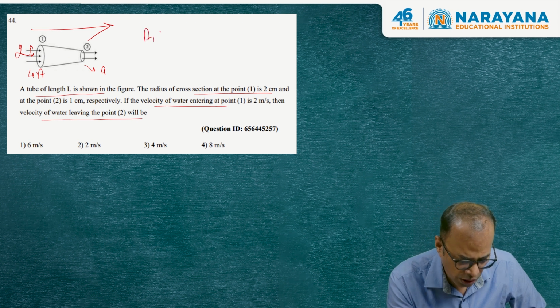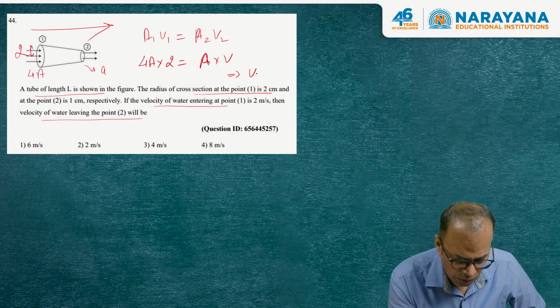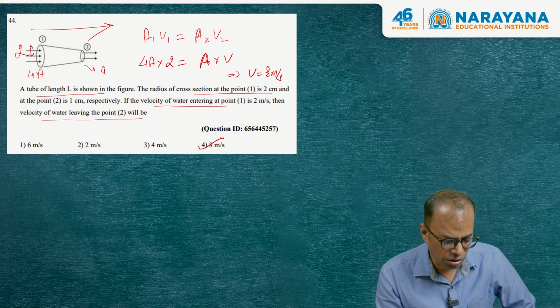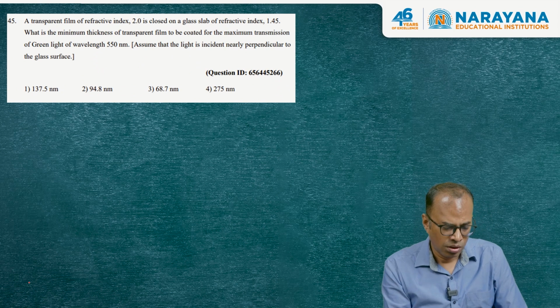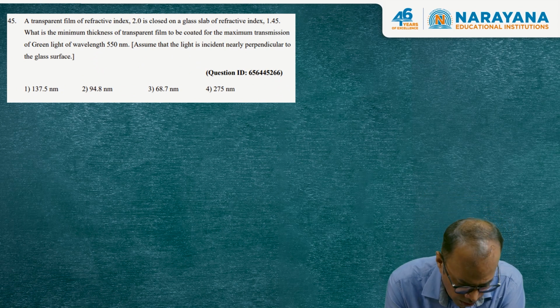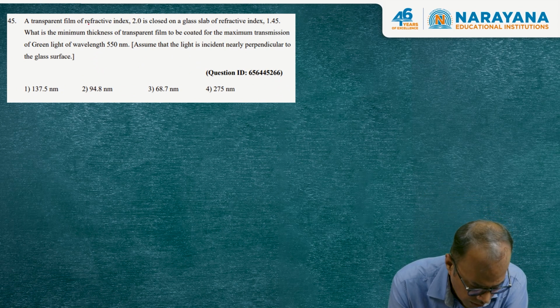So we just use A1 V1 is equal to A2 V2. So A1 is 4A, velocity over there is 2 meter per second, A2 is A, velocity we need to find out. So the velocity is 8 meter per second. Answer is option 4. So that is going great. Now I think we'll have some tough questions also, some lengthy questions I'm expecting.